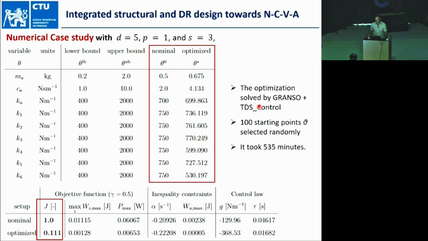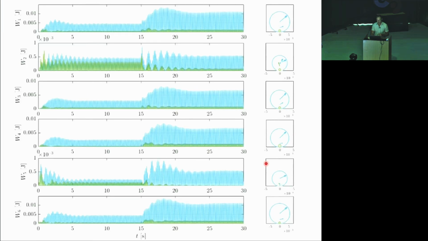Yeah, so the optimization problem is difficult to solve. For 100 starting points, it took about 535 minutes. Okay. But it's the way to improve the structures towards vibration suppression. So we can involve everything in a single optimization, like control and structural properties. So this is here, how the potential energies were reduced.